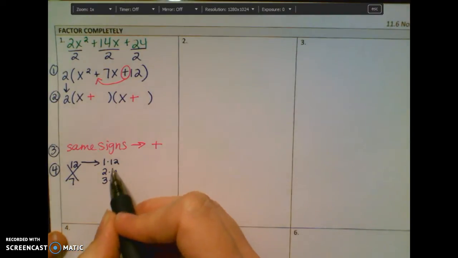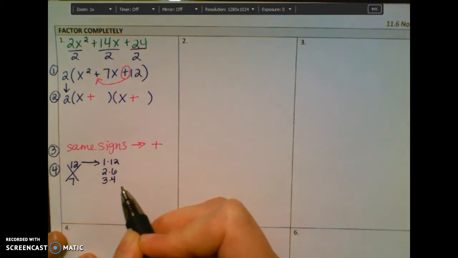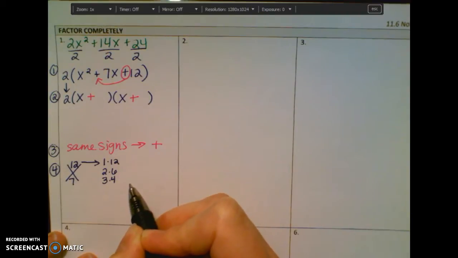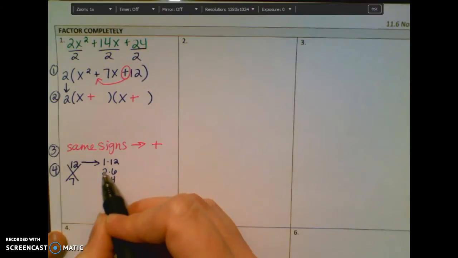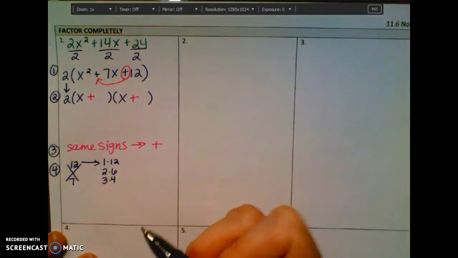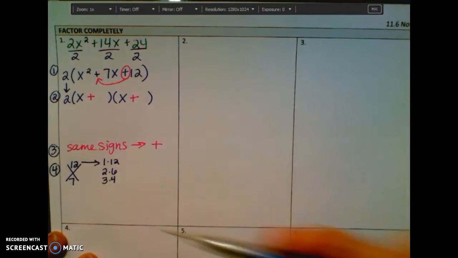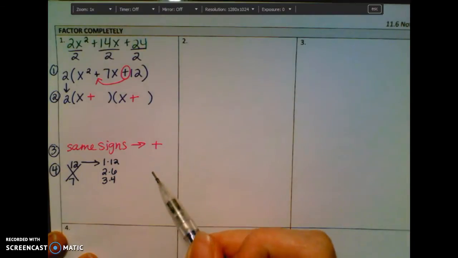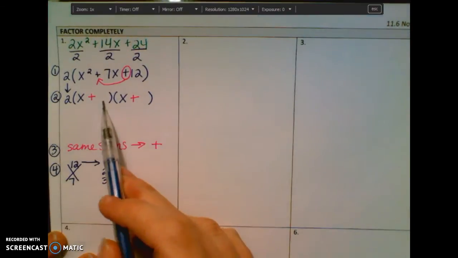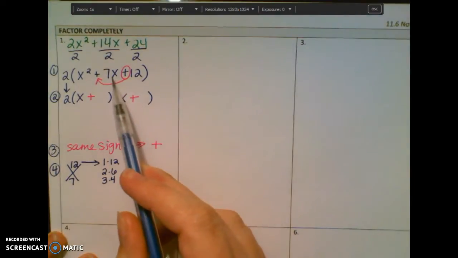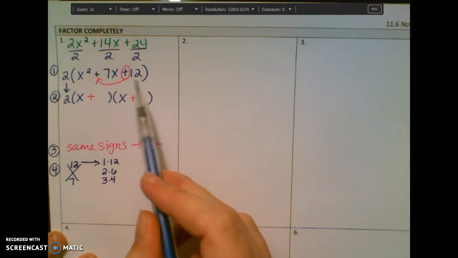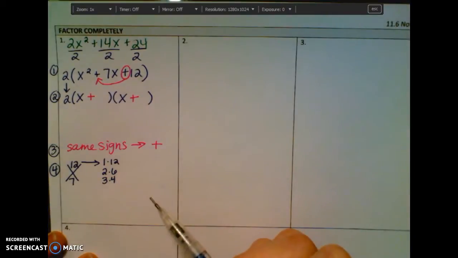Now some people can just look at them and say, oh, I know which they will be. If you can't do that, that's okay, because sometimes they're tricky. So it's okay if you have to guess and check some, if you have to try them out. So this is where I want to use my pencil, because now I'm going to start and just plug them in, work them out, and see what happens. See if I get that 7x. Because again, we're multiplying to get 12, adding to get 7x.